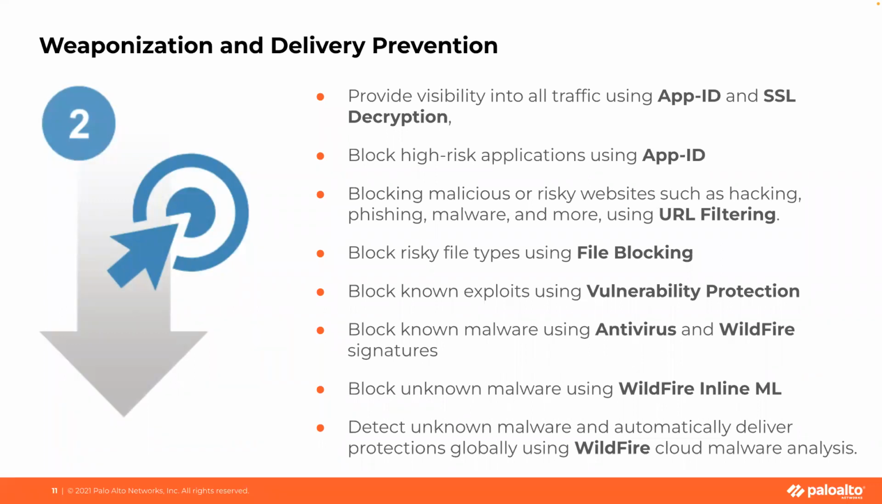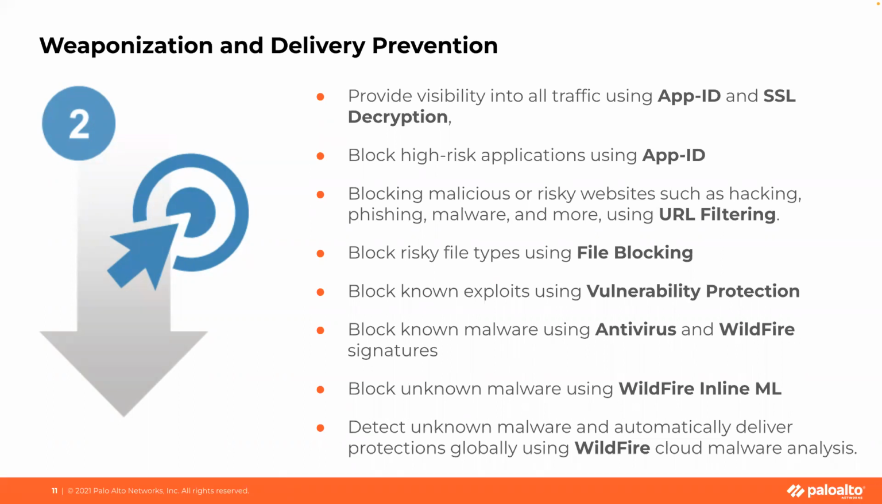Moving on, if the attacker is using an application that's not typically considered to be high risk, an application that might as well just be web browsing or SMTP, we can use some other protection methods. For example, we can block malicious or risky websites such as hacking, phishing, malware, and many others using URL filtering. We can detect them and then we can block them.